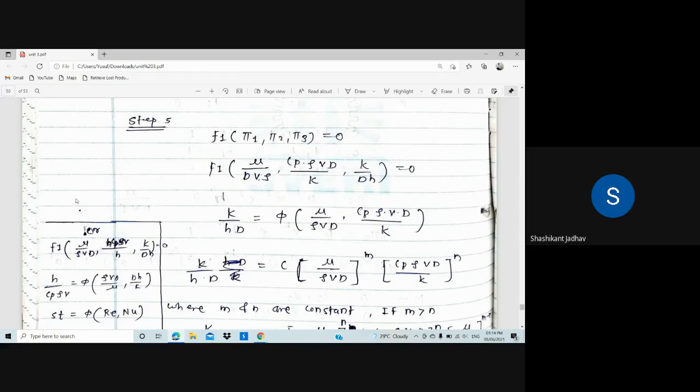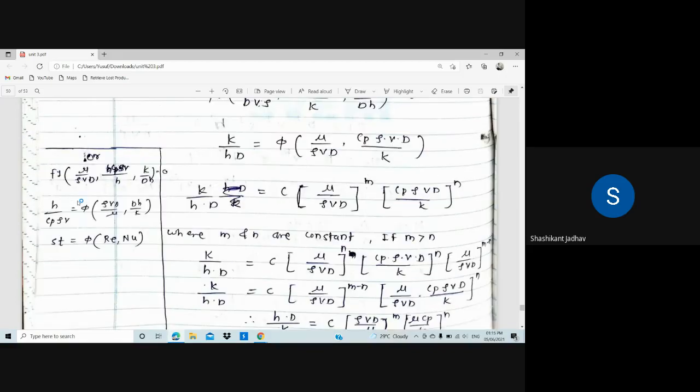Okay, then write down the equation k upon hd is equal to, in the bracket only we have to take the two terms, therefore f1 is replaced by 5 in bracket mu upon rho vd, cp rho vd by k. So k upon hd is equal to, in dimensionless terms, we have to write down in the form of a constant by replacing the function. We have to take the powers raised to m and raised to n.